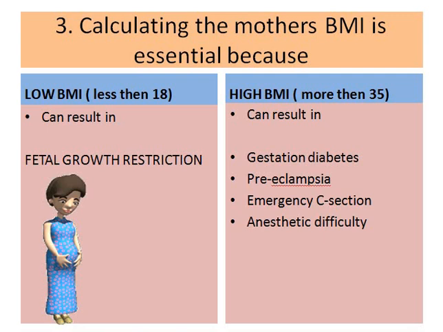That is essential because if the female presents with a low BMI, that is less than 18, this could result in decreased nutrition in her body, which could result in fetal growth restriction. If the female has a high BMI, that is more than 35, and she is very obese, this can point towards gestational diabetes, in which the female becomes diabetic during her pregnancy. It can also result in preeclampsia, and emergency C-sections could result in anesthetic difficulty.